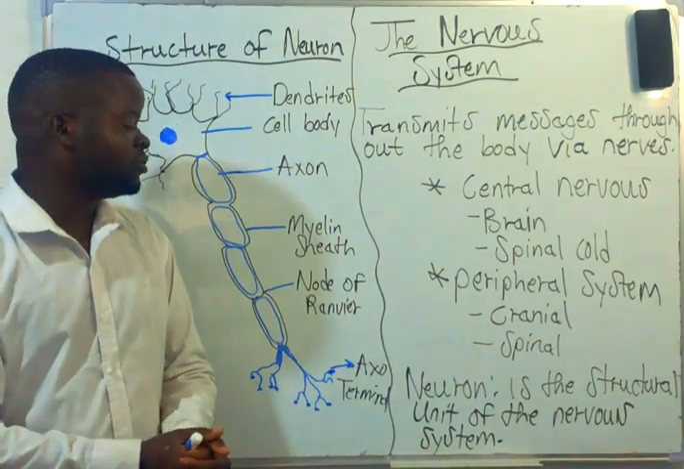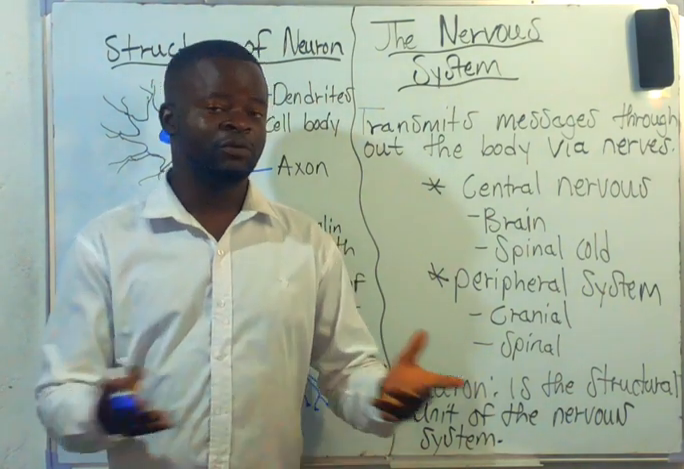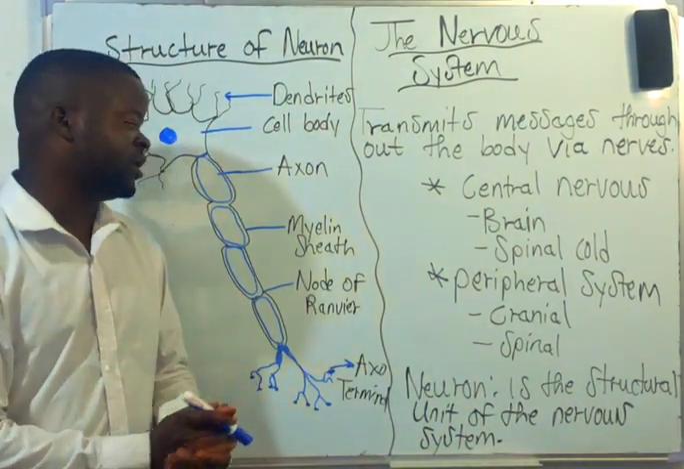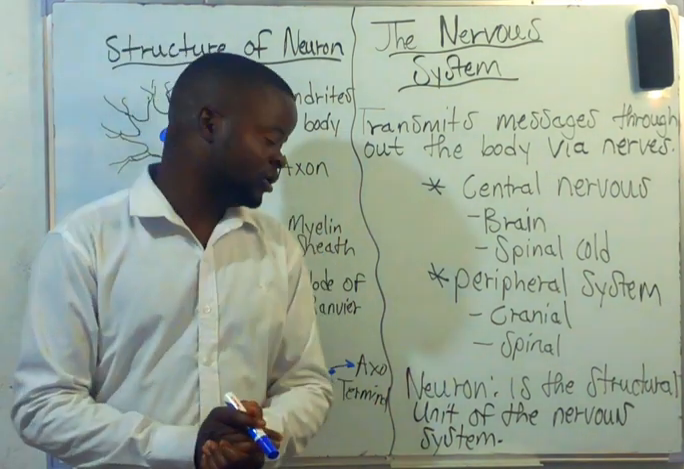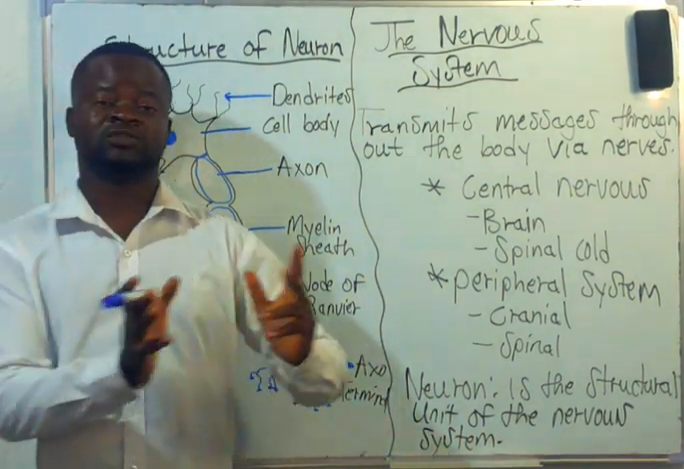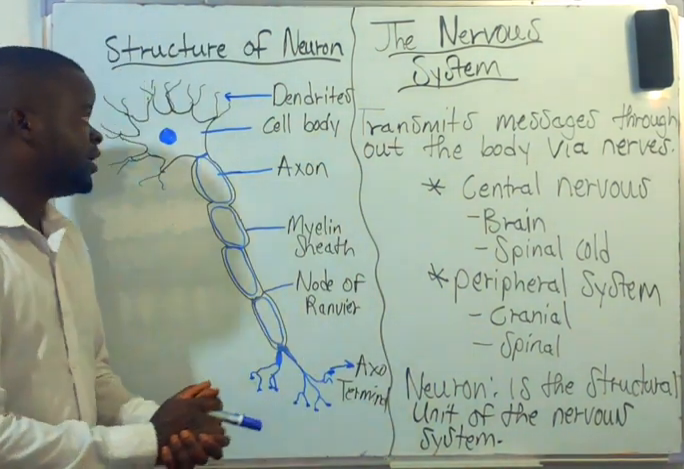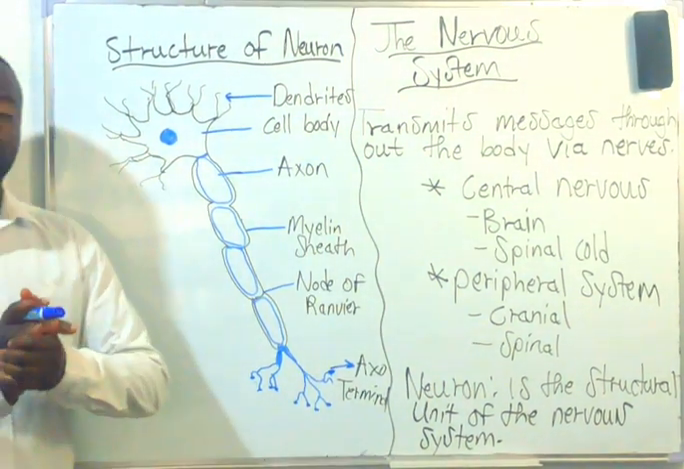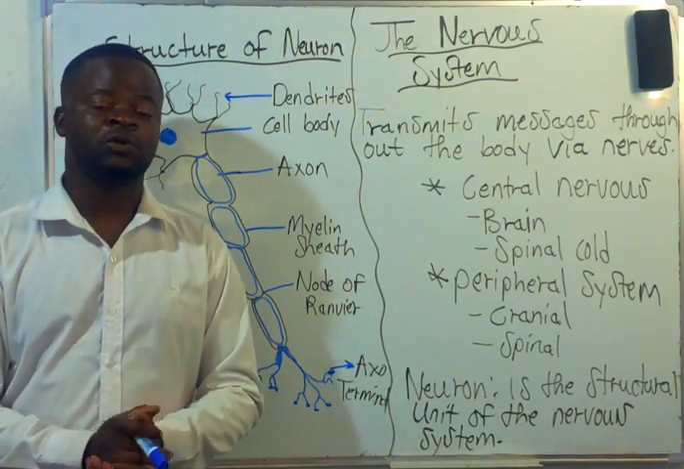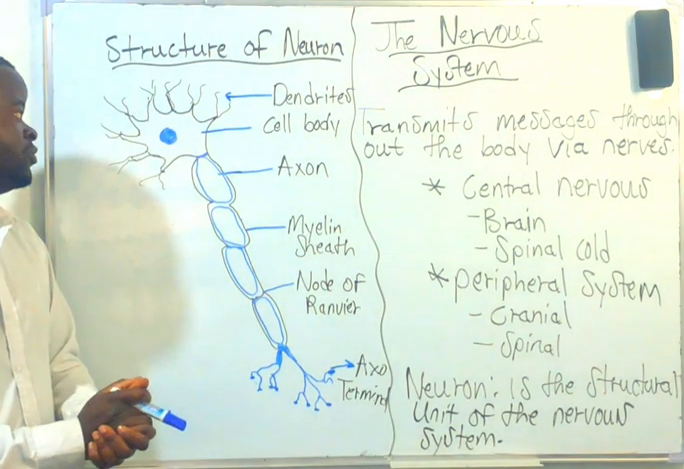Therefore, you also need to understand that a bunch of nerves, remember the nerve cells, makes up what we call a neuron, and a neuron is just a structural unit of the nervous system. Before we look at the types of neurons, we also need to understand the structure of a neuron.